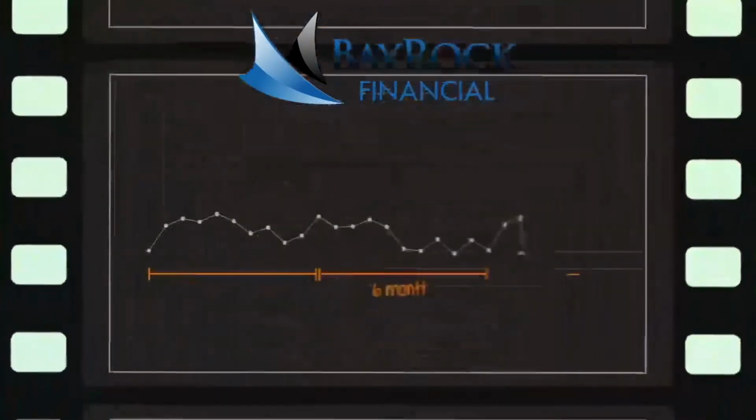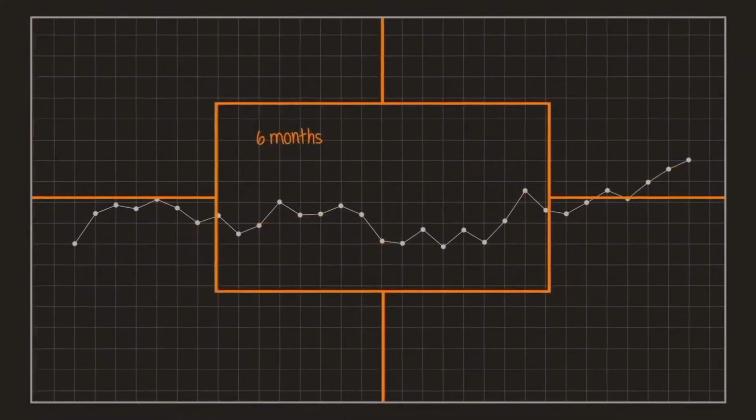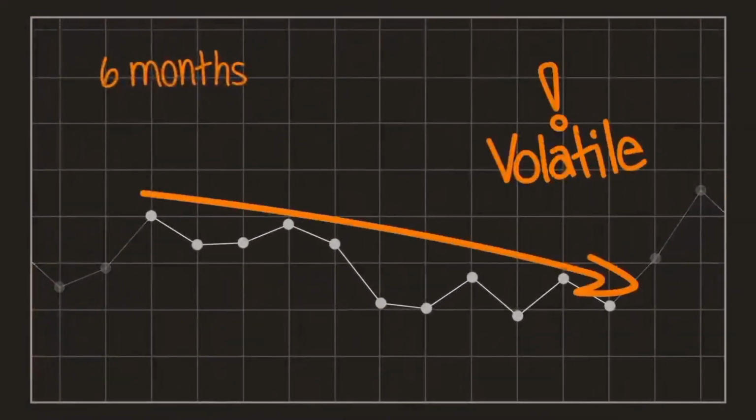Tracking the risk in your portfolio like this helps you know what to expect in any 6-month period so that you can hang in there even when markets are volatile.